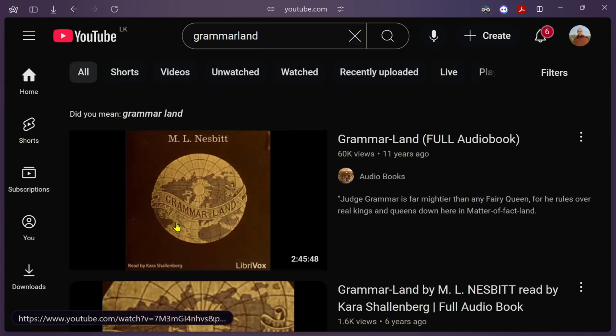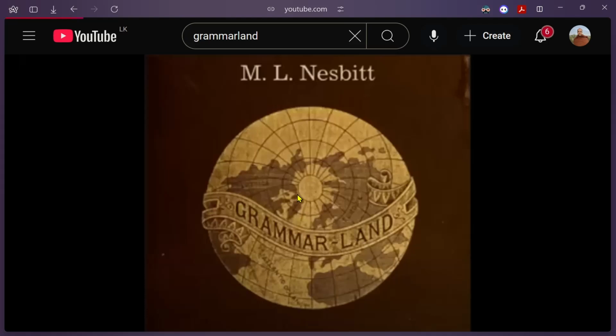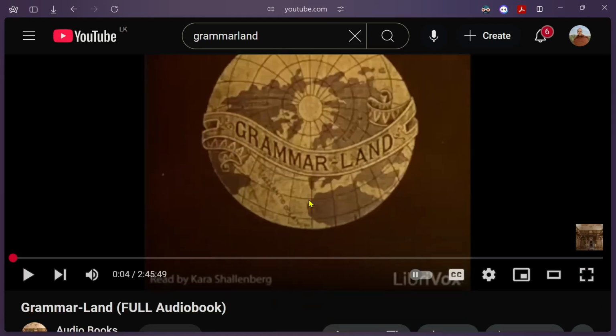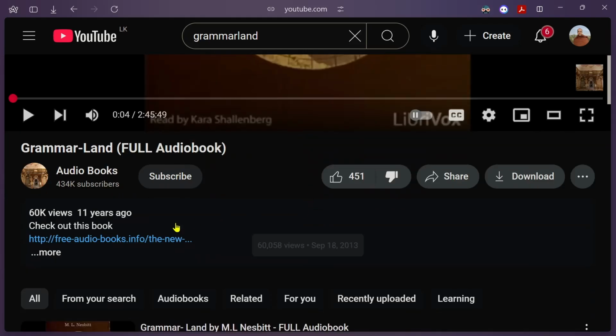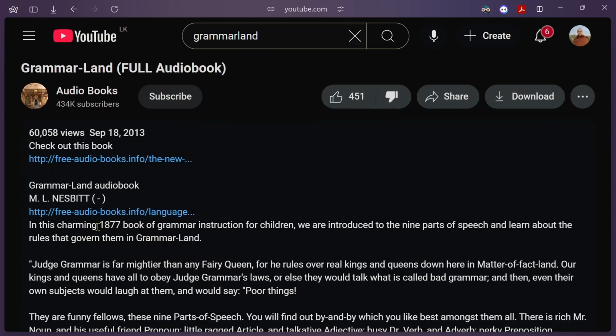Grammar Land. Let me just show you a moment. Just a moment, okay? This is a notebook, you see. It's a notebook made for young people, for them to learn English grammar, but it's for people who already speak English, for children who are natives, native English speakers. Okay? So this book is, wow, 1877.